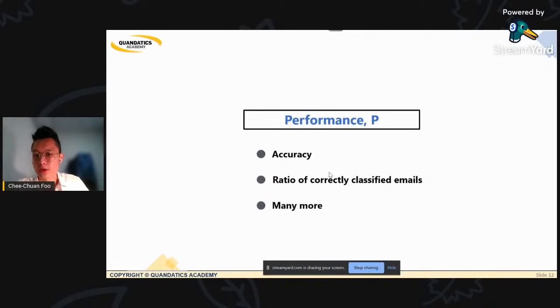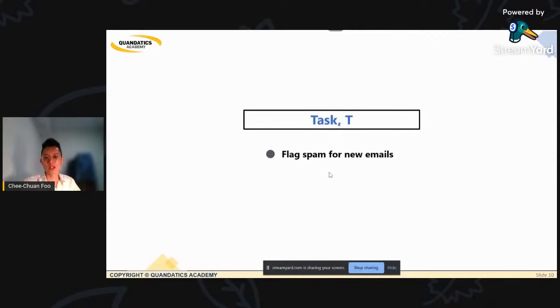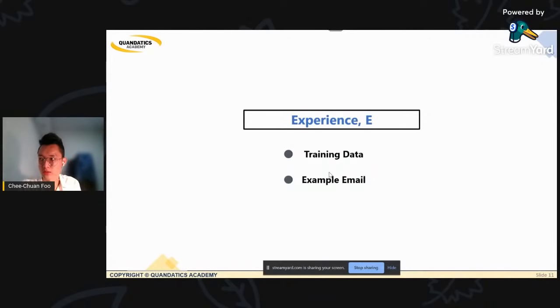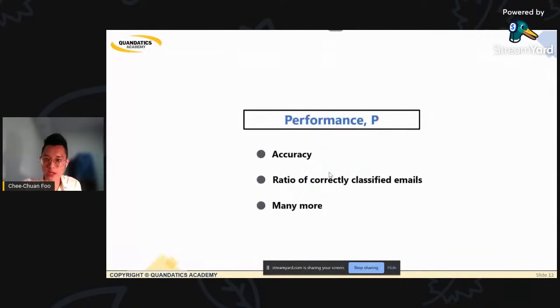Okay, so the accuracy to measure our performance generically is the ratio of correctly classified emails. All right, so this is how we measure our performance. So machine learning requires three things: a task, experience to train the models to fulfill the task, and a performance measure to measure how well our model can fulfill the task. This is what a comprehensive definition of machine learning is supposed to be.